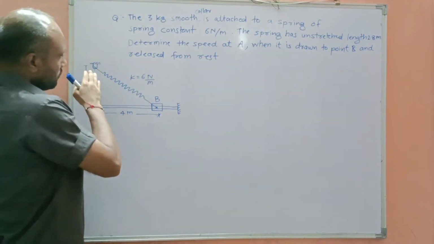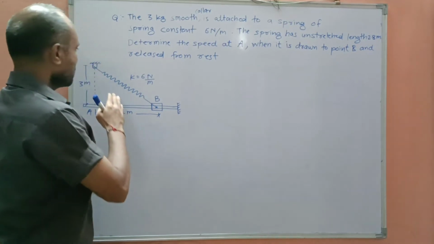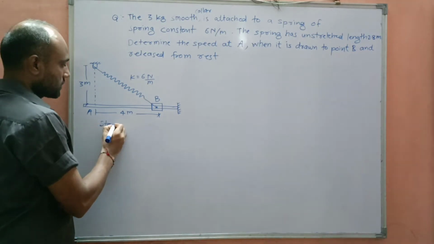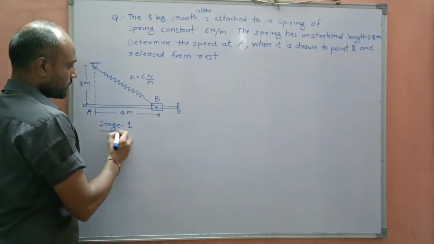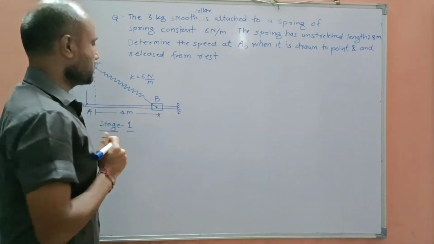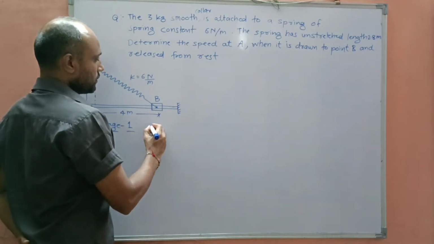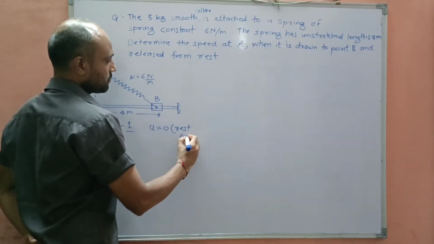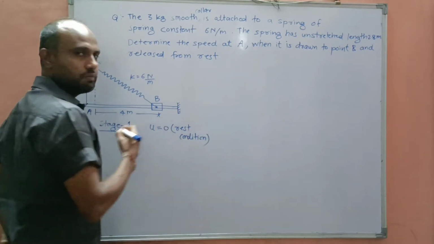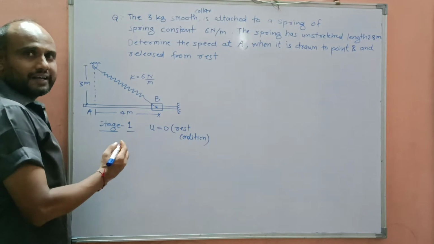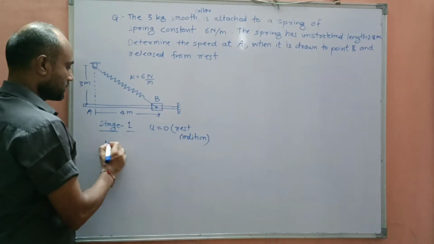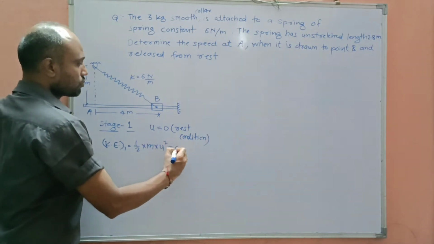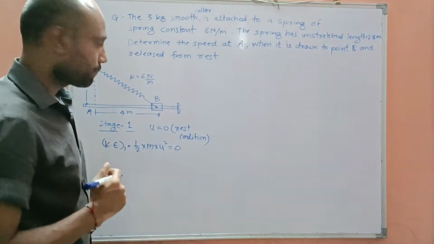First of all, let us consider that this given condition of the system is stage 1, where we are keeping this collar in a rest condition. So what will be the velocity? The initial velocity of the collar will be equal to 0 because it is in the rest condition. And what will be the kinetic energy? Kinetic energy at condition 1 will be equal to 1/2 times the mass of the collar times u squared, which is equal to 0. As u is 0, kinetic energy will be equal to 0.